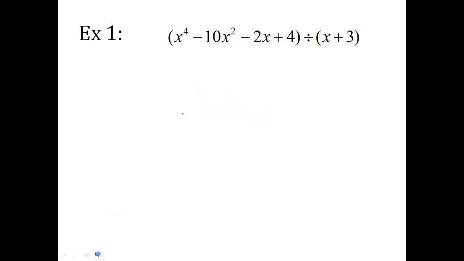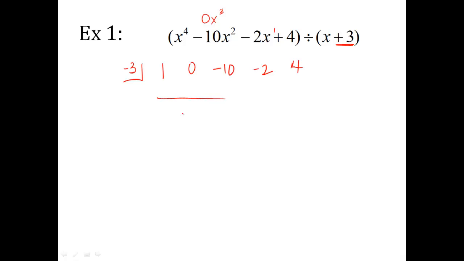Alright, let's try one. Look at this one. x to the fourth, x squared, x to the first. So I don't have any x to the third term, so I need to put a 0x cubed in there. So I'm going to set up my problem. Remember, I have to change the sign of k, so this is going to be a negative 3. And then I put my coefficients in order. It'll go 1, 0, negative 10, negative 2, and 4.